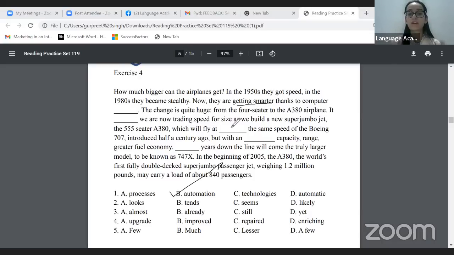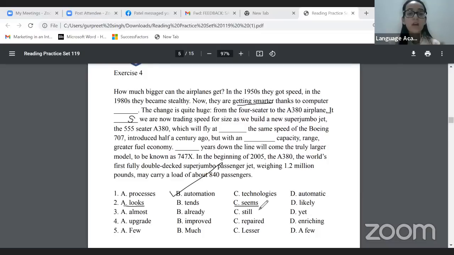We are now trading speed for size as we build a new super jumbo jet. It is singular. We need a verb with S. It looks we are now trading. It seems we are now trading. So looks and seems are synonyms. Looks is a general word. Seems is a way we use the word looks in writing, in academic language. We say it seems. Seems means it looks like.